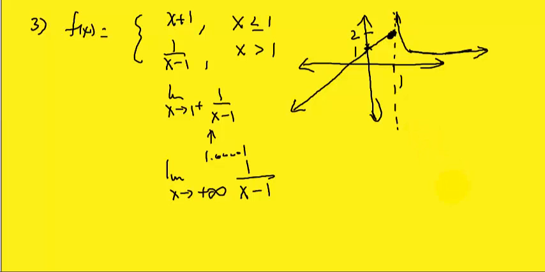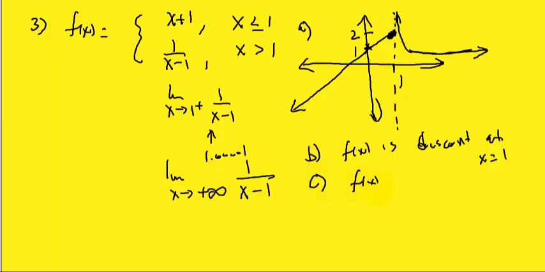So now, at what points is f discontinuous? So this is part B, clearly it is discontinuous. F of x is discontinuous at x is equal to 1. C. For each point of discontinuity found in part B, determine whether f is continuous from the right, from the left, or neither. Okay. In C, f of x is continuous from the left.